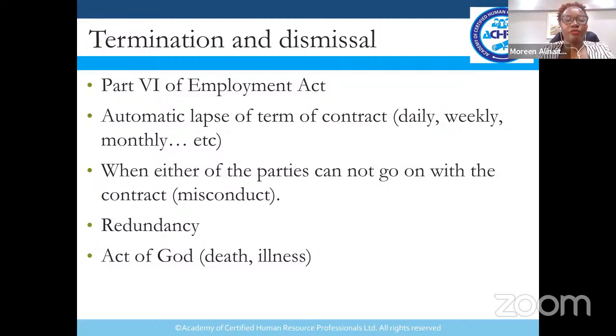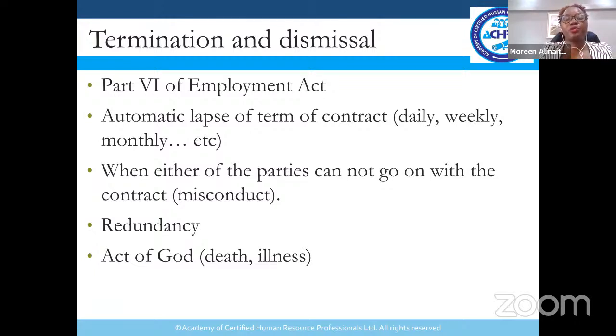Now, we move on to termination and dismissal. We need to know the difference between termination and dismissal. Part 6 of the Employment Act states that a termination of contract can be automatic. If you have a contract for 3 months, at the lapse of the 3 months, it automatically terminates.